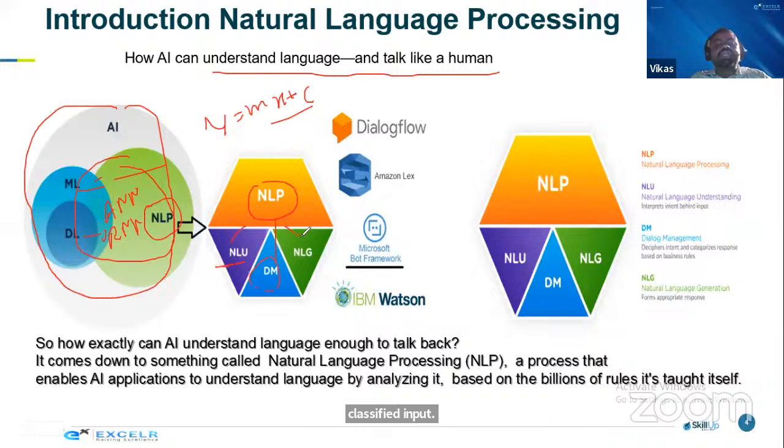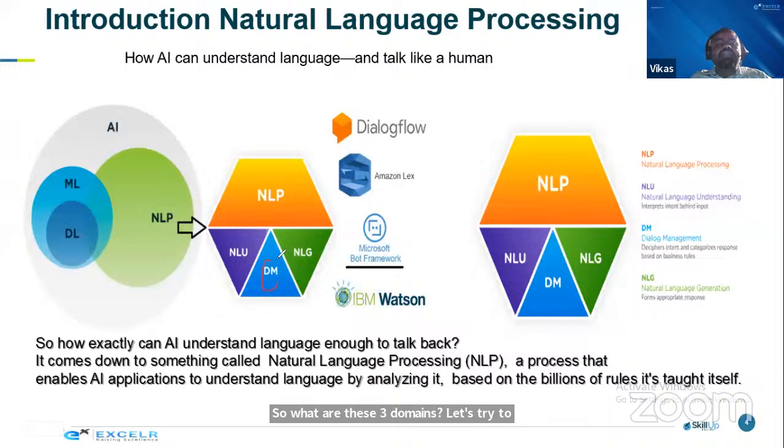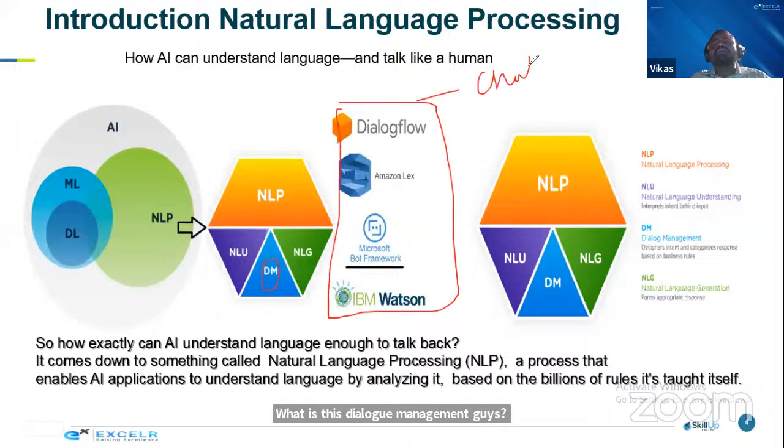Second is dialogue management and natural language generation. Let's try to understand what this is all about. What are these three domains? Let's try to understand what dialogue management is, guys. Dialogue management means kind of a chatbot. You can understand it as a chatbot.